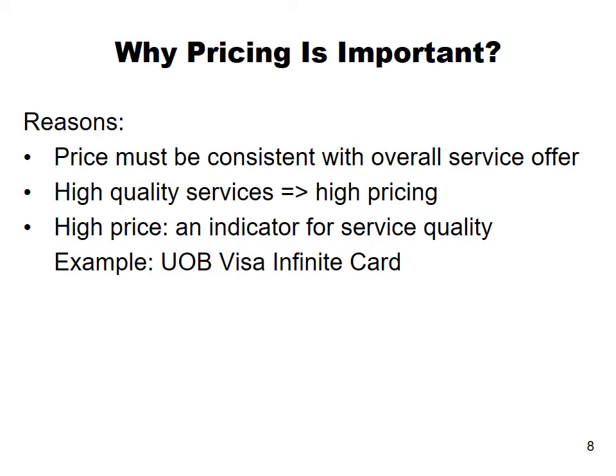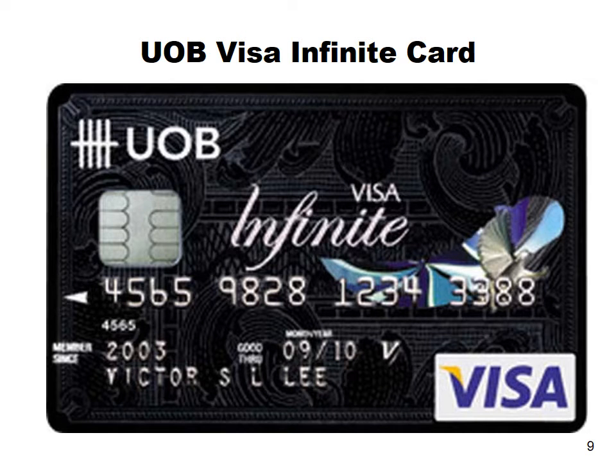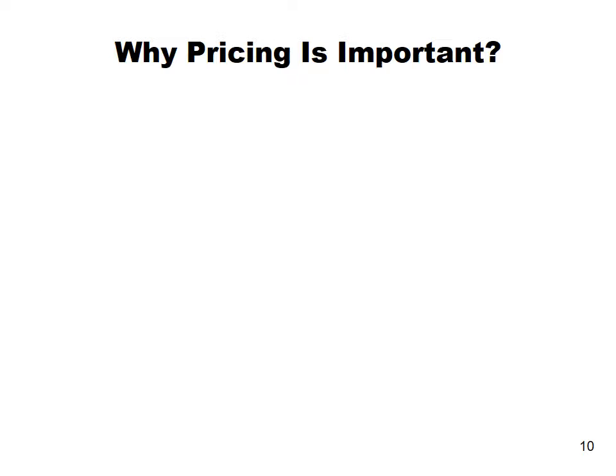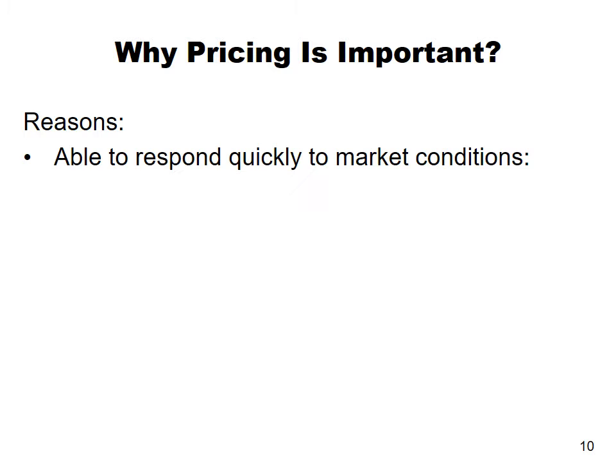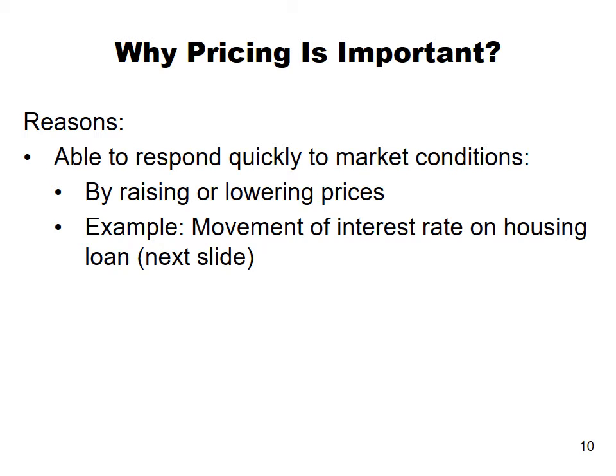For example, the UOB Visa Infinite Card. This is a UOB Visa Infinite Card. Why pricing is important? Reasons: it is able to respond quickly to market conditions, simply by raising or lowering the price. One example is the movement of interest rates on housing loans.